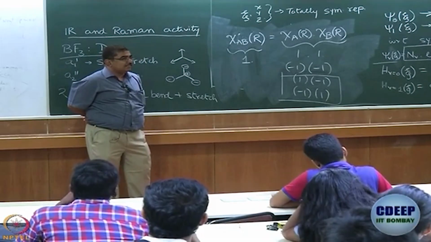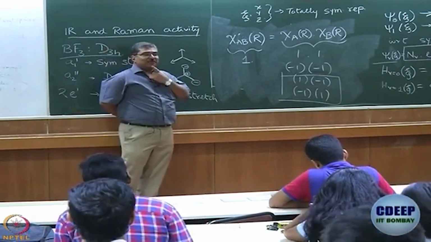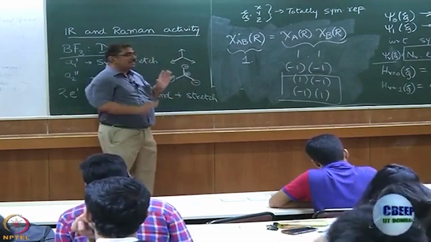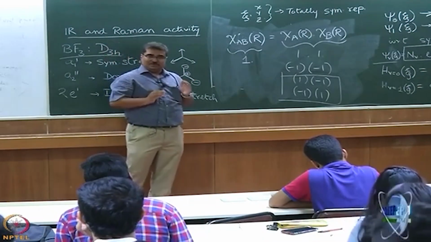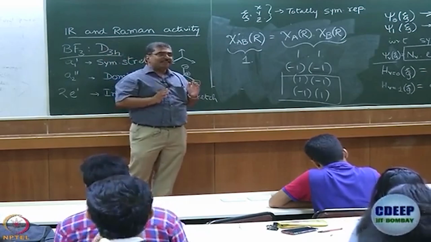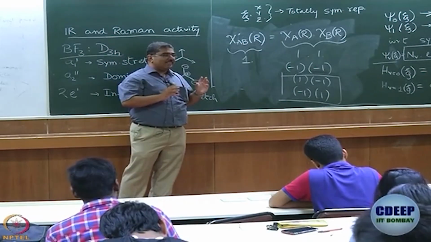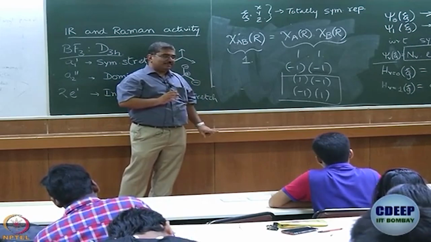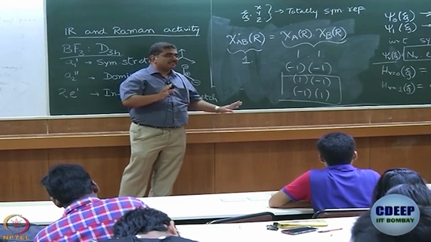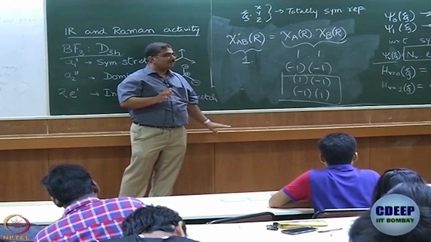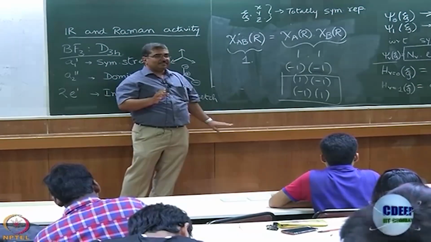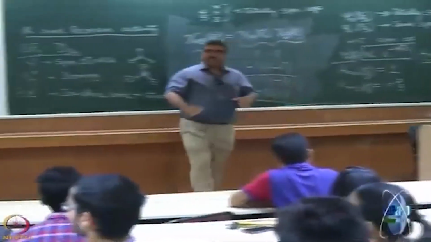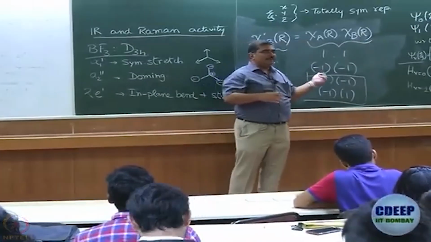Do we have a question? So, the statement that I wanted to make is that the normal mode must have the same symmetry as either X or Y or Z in order to be IR active. Are we clear? Okay. So, in that case we come back and we proceed from here.